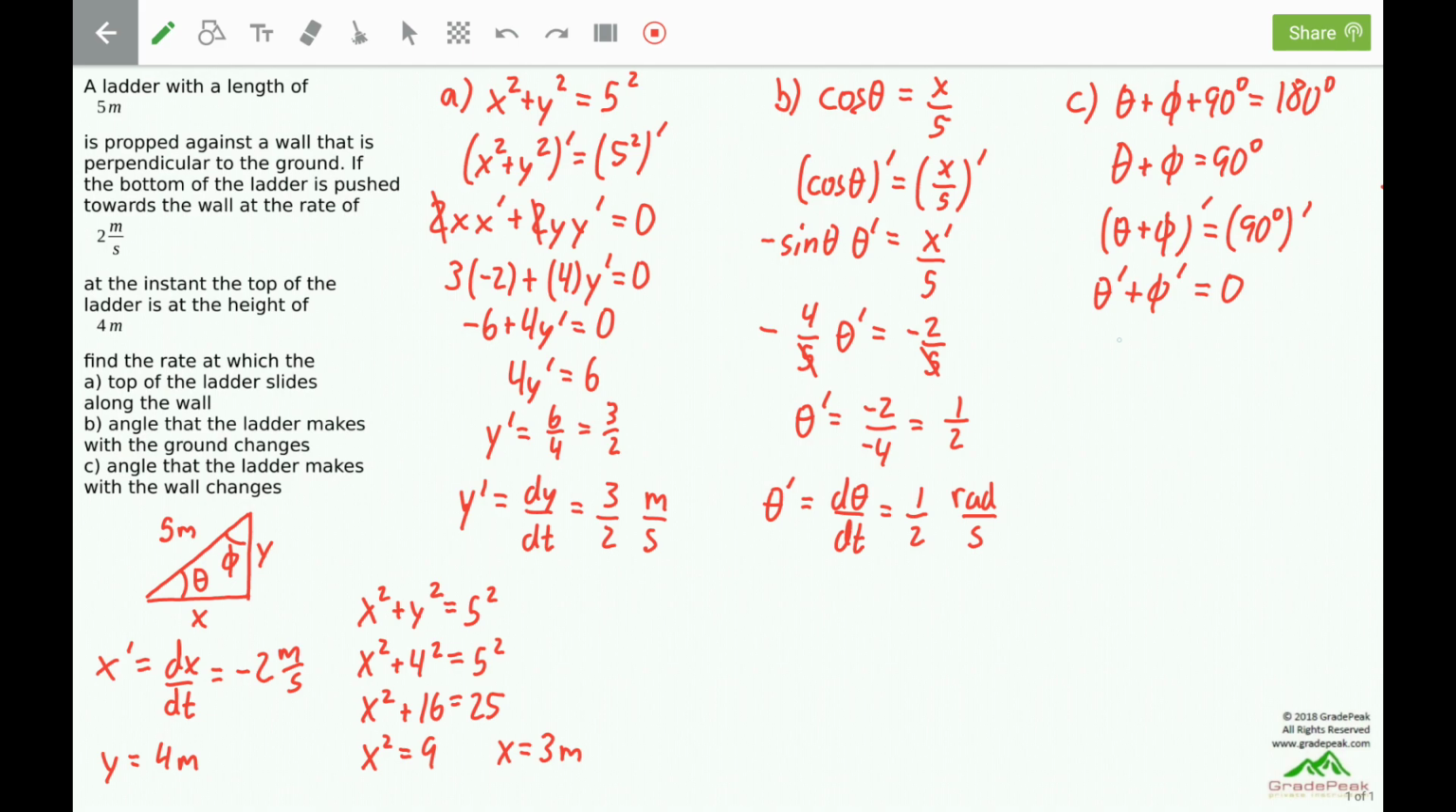And now we can plug numbers in. We just found theta prime to be a 1/2, and we're solving for phi prime, and it looks like phi prime comes out to be just the opposite sign of whatever theta prime was. By subtracting the 1/2 over, we get negative 1/2. So phi prime, or d phi dt, equals negative 1/2. Again, it's angle units radians over time units seconds, radians per second.